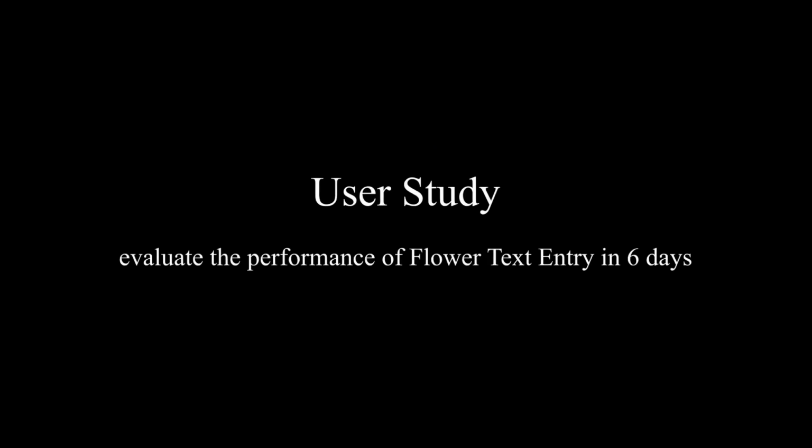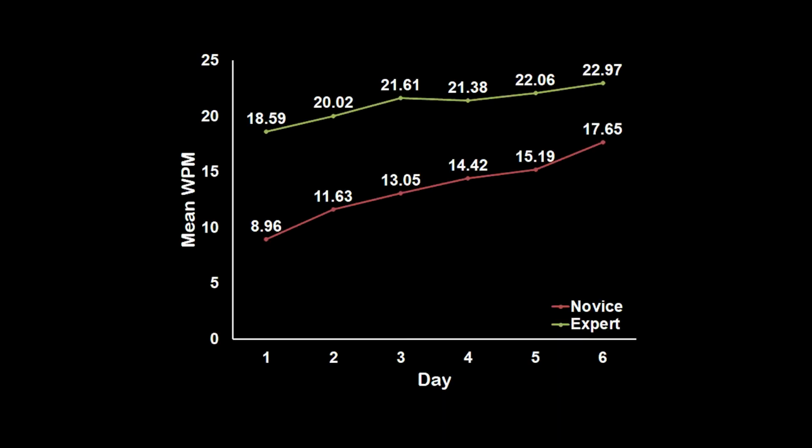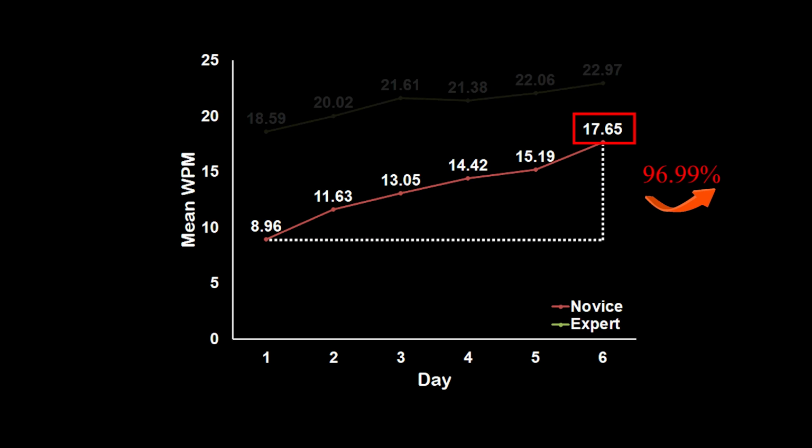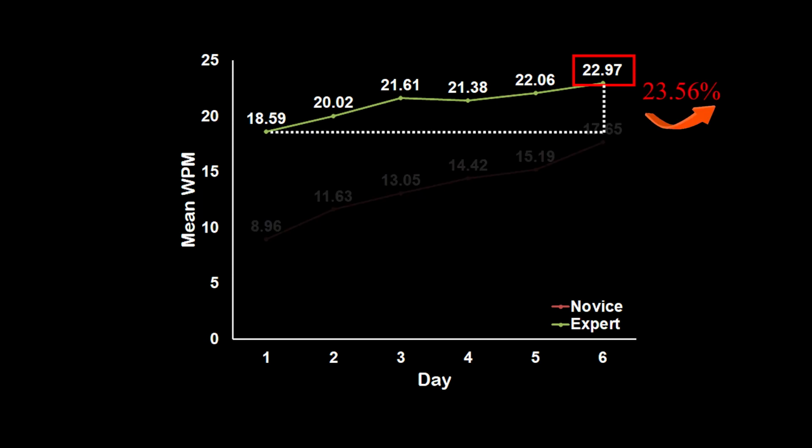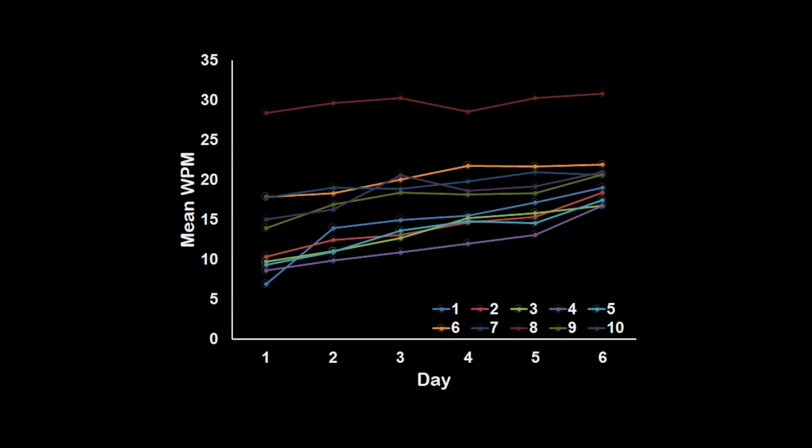We conducted a 6-day user study to evaluate the performance of flower text entry. In the last day, the typing speed of the novice group reached 17.65 WPM, increased by 96.99%, and the typing speed of the potential expert group reached 22.97 WPM, increased by 23.56%. The fastest speed was achieved by a participant from the potential expert group in the 6th day, reaching 30.80 WPM.